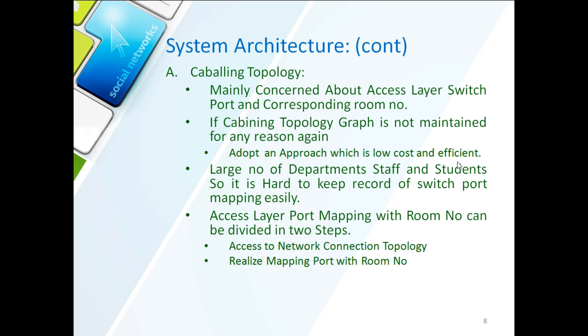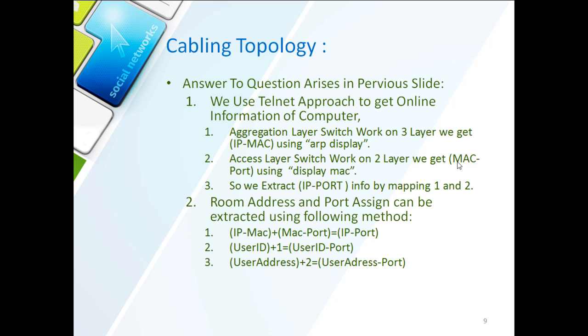Cabling topology. Cabling topology is concerned with the access layer, switch port and corresponding room number. It will help when no cabling graph was proposed in early stages. In a larger system like ours, there are a huge number of users, so we can't maintain a graph manually, so we use this approach. There can be two questions: how to access network connection topologies, and how to map port with room number. The answers to these questions are here.